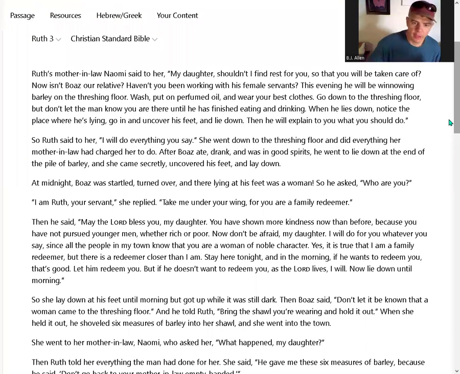Ruth's mother-in-law, Naomi, said to her, "My daughter, shouldn't I find rest for you so that you will be taken care of? Now, isn't Boaz our relative? Haven't you been working with his female servants? This evening he will be winnowing barley on the threshing floor. Wash, put on perfumed oil, and wear your best clothes.